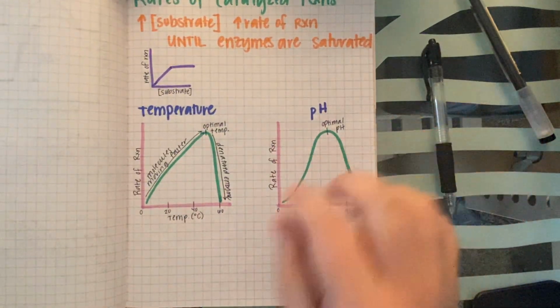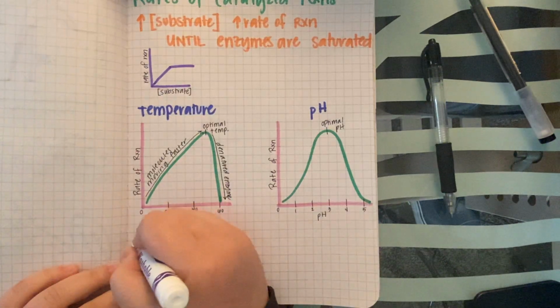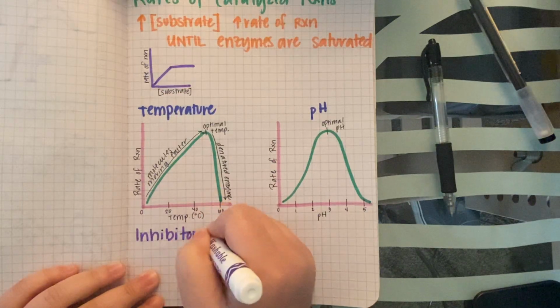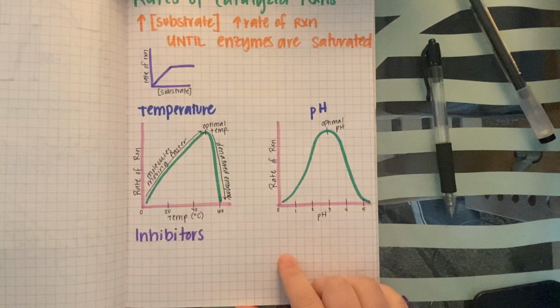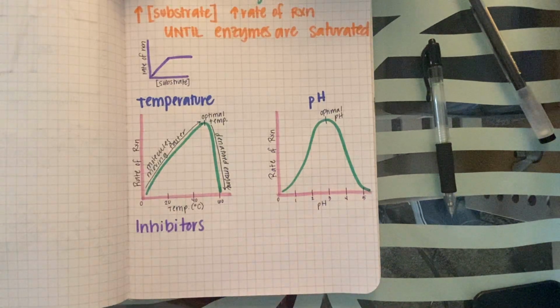Also, there are things that can inhibit your reactions. So we're going to next look at inhibitors. Inhibitors can be a reason a lot of poisons and toxins are poisonous and toxic, because they cause your enzymes to fold differently. And so you can't carry out the normal metabolic reactions that you would.